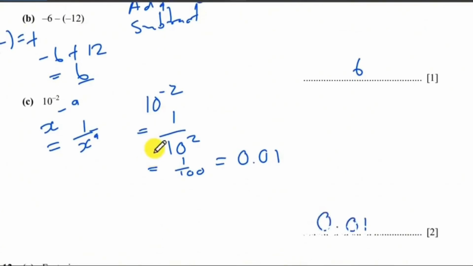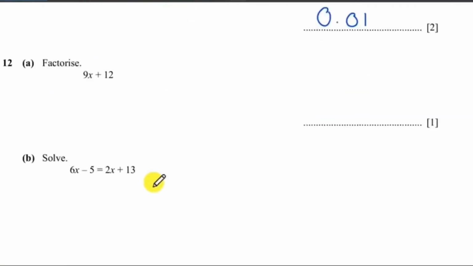Moving on to the next question. Factorize 9x plus 12. In order to factorize, you must be able to come out with factors of a particular number. The factors of 9 are 3 times x, and the factors of 12 are 3 times 4. There are others, of course, like 2 times 6, but in this case, it doesn't look like it's going to apply. So you can tell there's a 3 here, there's a 3 here.